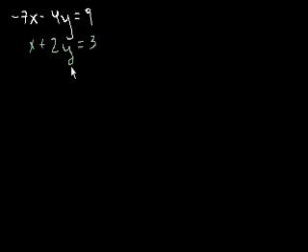Now, if I were just doing this as fast as possible, I would probably multiply this equation times 7, and it would automatically cancel out. But that's the easy way. I'm going to show you that sometimes you might have to multiply both equations, but not in this case. So actually, let's just do it the fast way, real fast.